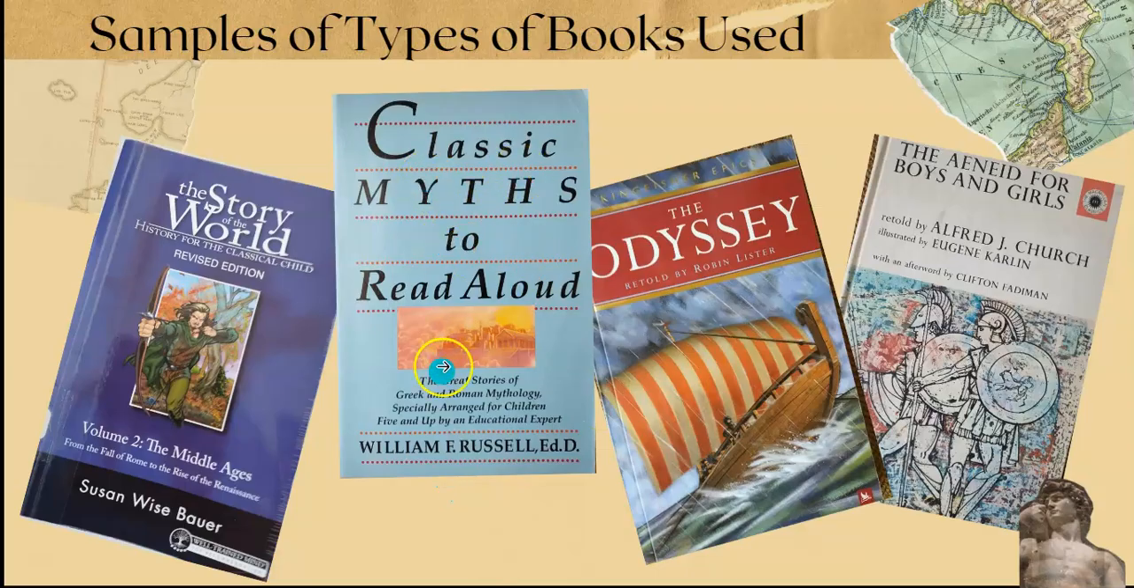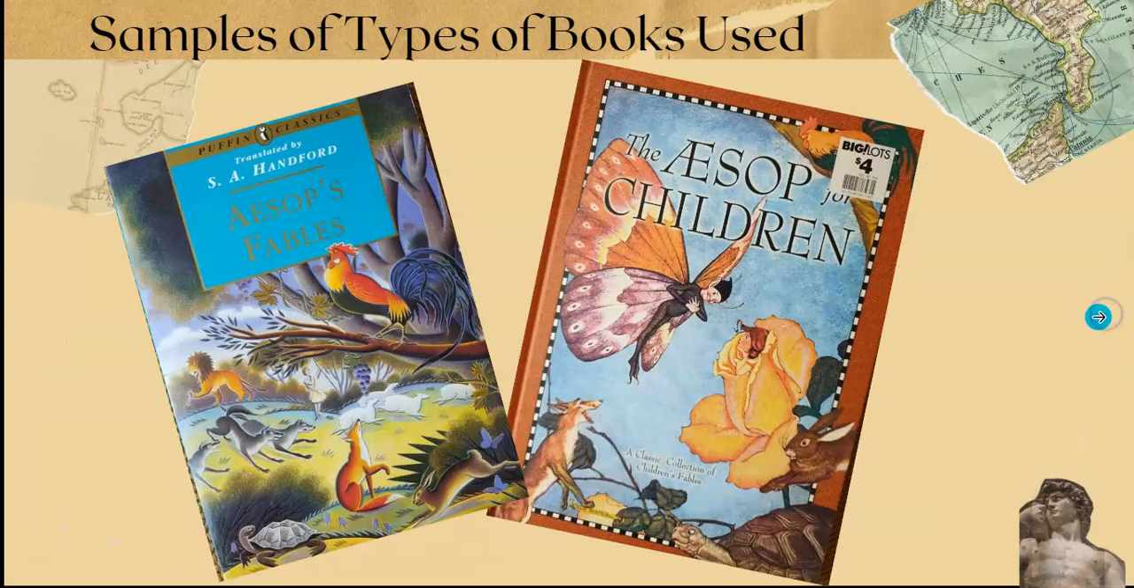And then we have classic myths to read aloud. And when we did ancient Greece and ancient Rome, we read about the mythology as well as the different stories having to do with the Odyssey and the Iliad. And you can see over here we have the Aeneid, which was the Roman version of the Iliad. And then we have a chapter version of the Odyssey, which my older son read. The younger one listened to stories. And then some more books. We have a chapter version of Aesop's Fables, and we have a children's version of Aesop's Fables.